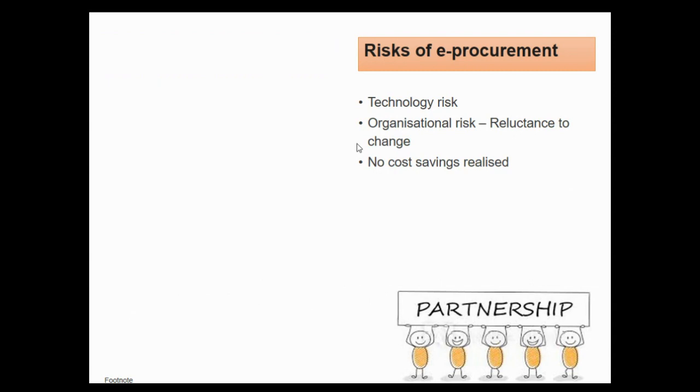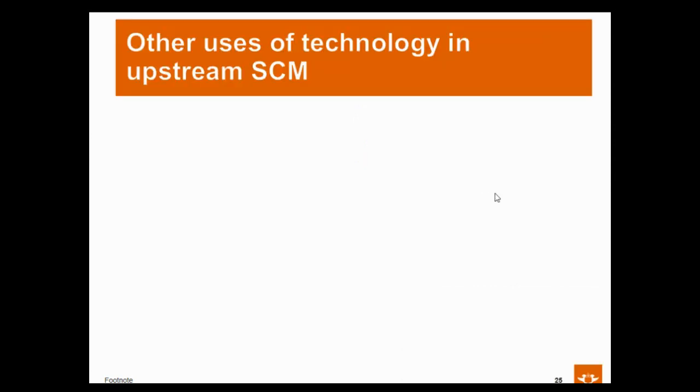Organizational risk, it is the reluctance and fear of people to change to online systems. And then often, as I stated, these supply chain management systems are often highly expensive and cost a lot of money. And these cost savings that should result from implementing the systems are not always realized.